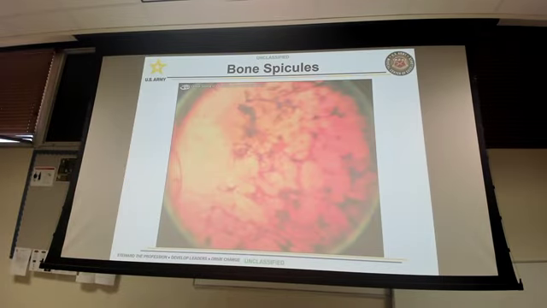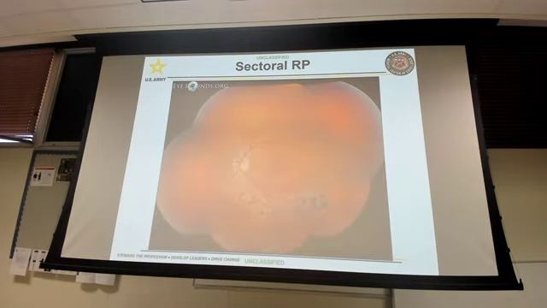So this is a picture of what bone spicules would look like in the back of the eye. And it could be all throughout the retina, or it could be in just this section.